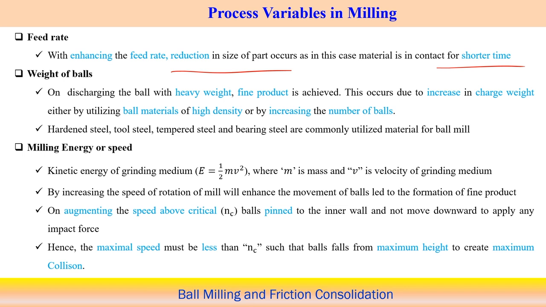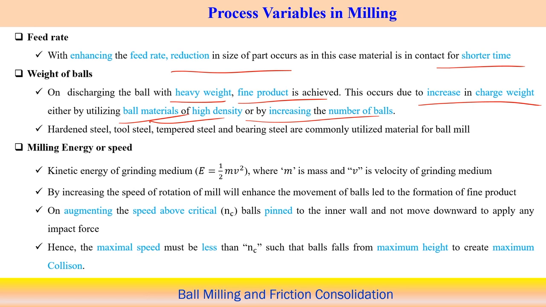Second, the weight of the ball. In the ball milling operation, we use so many balls. The weight of the balls matters: when the weight is heavy, a fine product is achieved. So fine particle size can be achieved when the weight of the balls is much more. What is the reason for that? It is the increase in the charge weight. Basically, if the weight is heavy we can produce a fine product, and there are two different ways we can increase the weight of the ball.